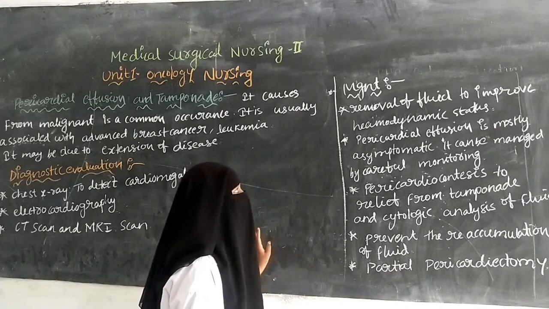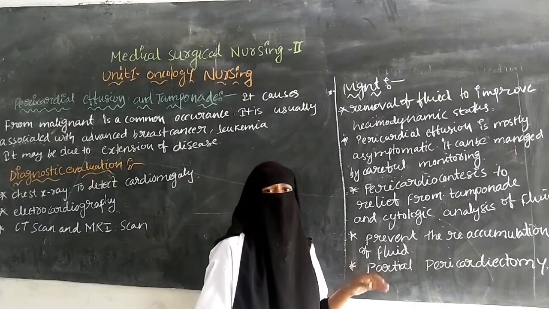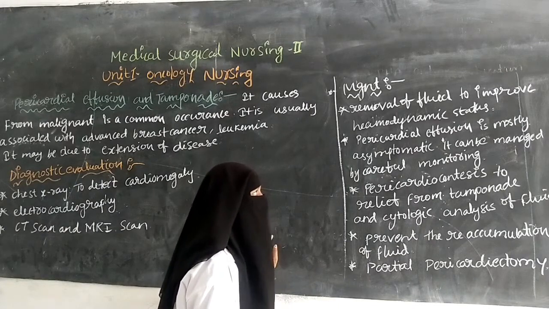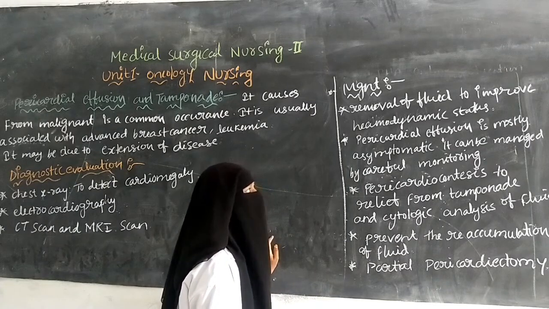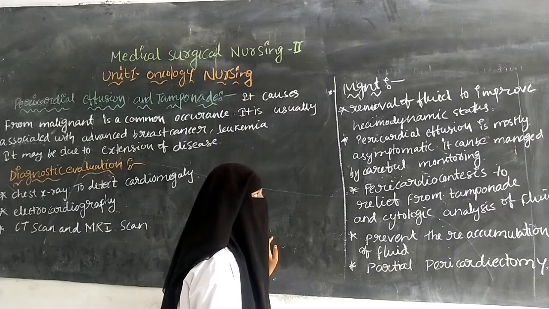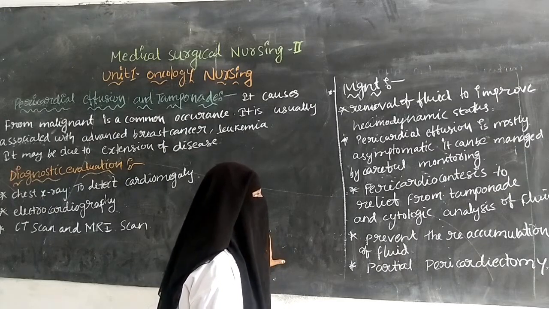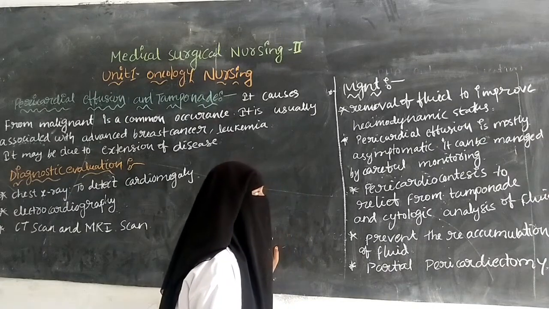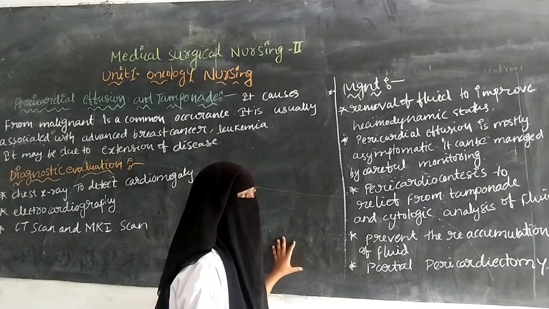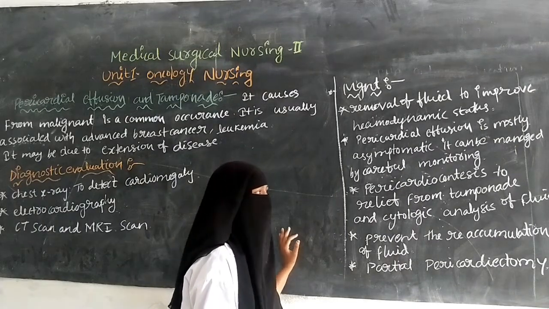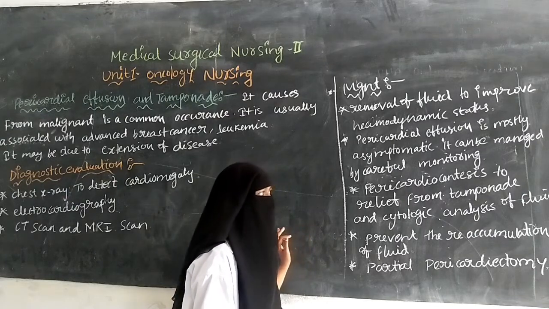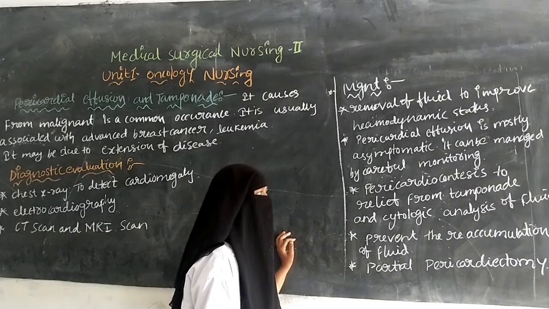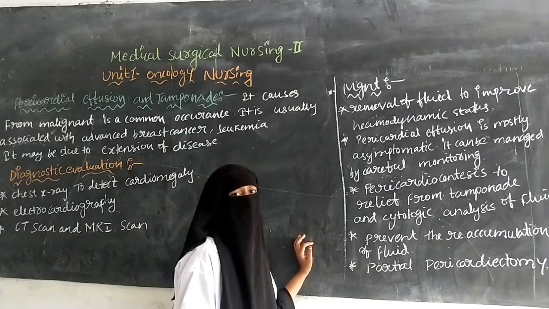These are all the nursing management for pericardial effusion and tamponade. There is removal of fluid to improve the hemodynamic status, and pericardial effusion is mostly asymptomatic. It can be managed by careful monitoring. Pericardiocentesis relieves the tamponade. Pericardiocentesis uses a catheter consisting of a needle, which can be passed through the blood vessels. By this we can remove the fluid from the pericardial cavity and reduce the tamponade.